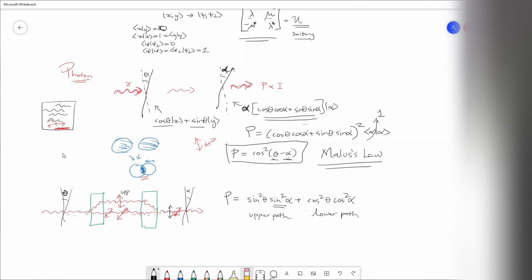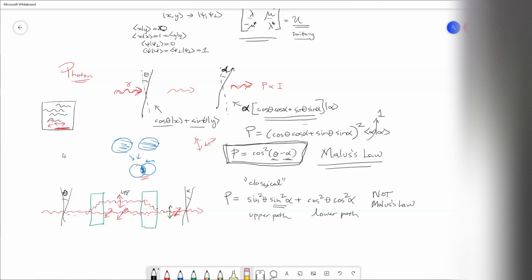And that's not Malus's law, and not what happens. And they're very different. This is sort of like a classical version, and this is the true result, the thing that actually happens.